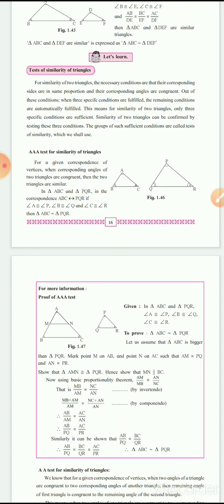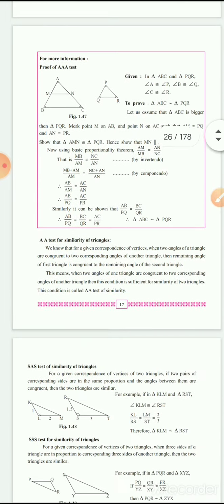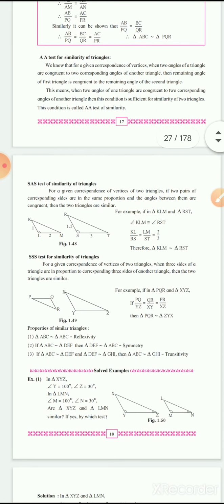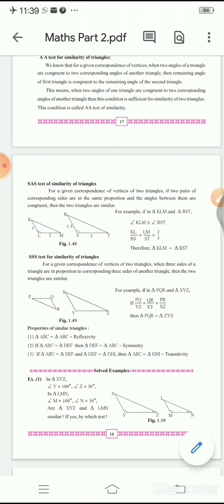Okay, so now our second test, the SAS test of similarity of triangles. SAS means side angle side test. First of all, we are seeing the statement of this test.